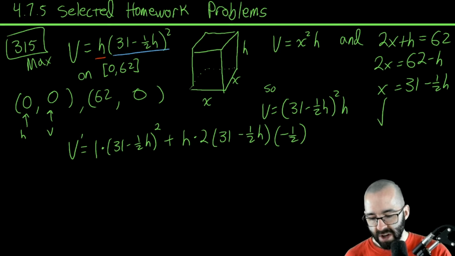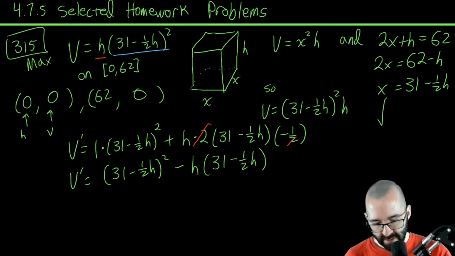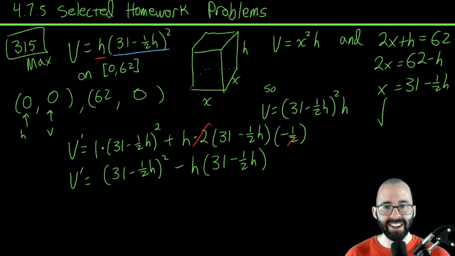This is v prime. Simplify v prime. It's going to be 31 minus 1/2 h. Whoa, the squared is not on the inside. You can't come in. And then the 2 and 2 cancel. We have a negative. Yeah, I definitely made the wrong decision. It's negative h times 31 minus 1/2 h. Actually, no, this works. This has a different solution than I was expecting, but it works.